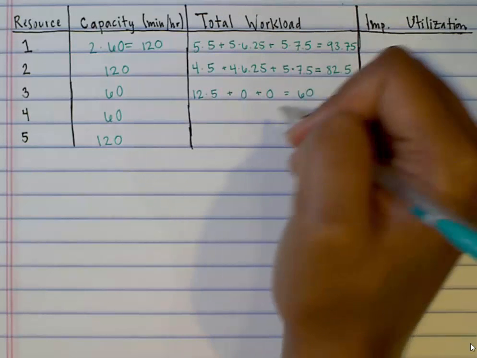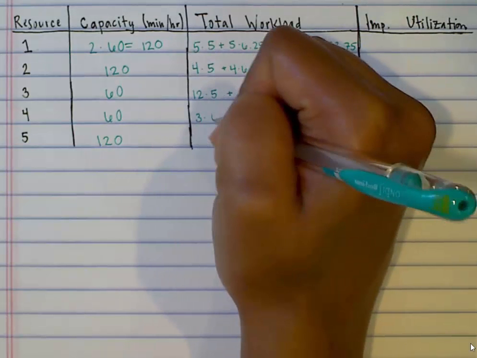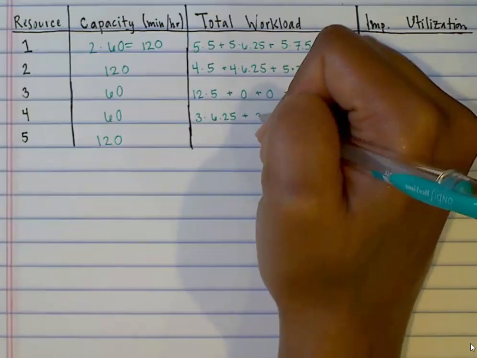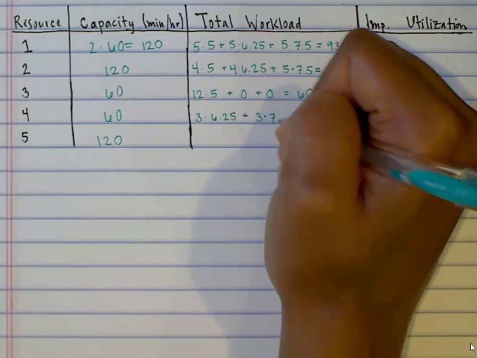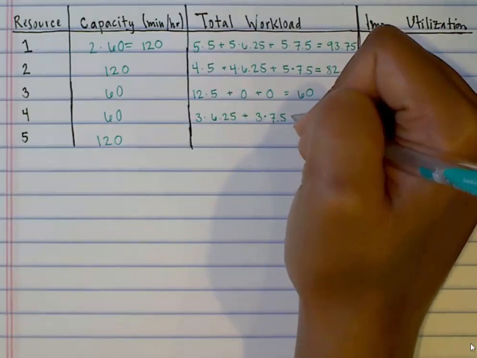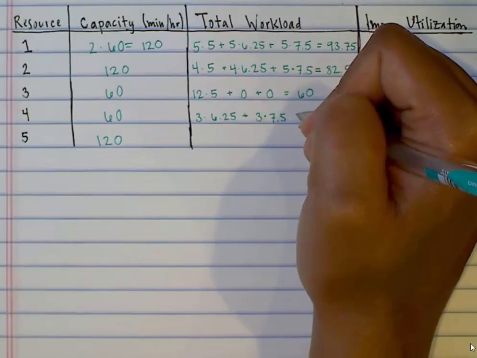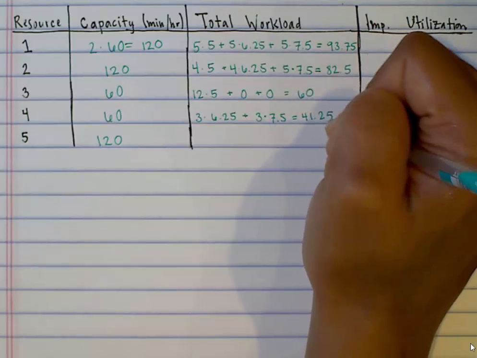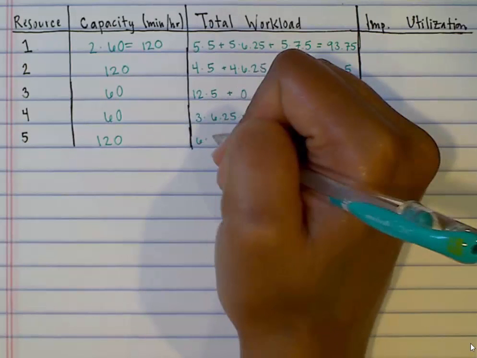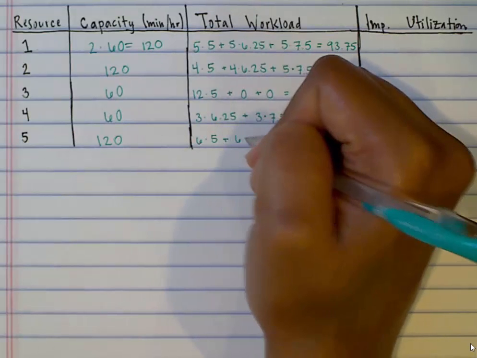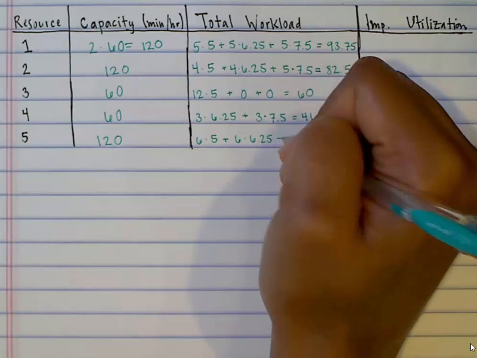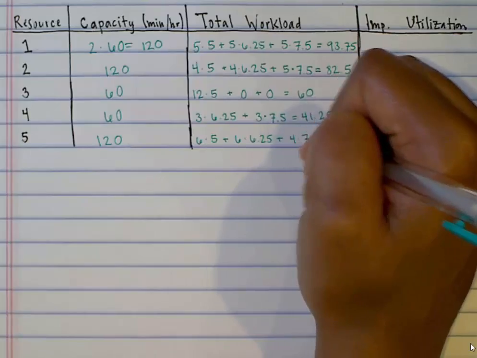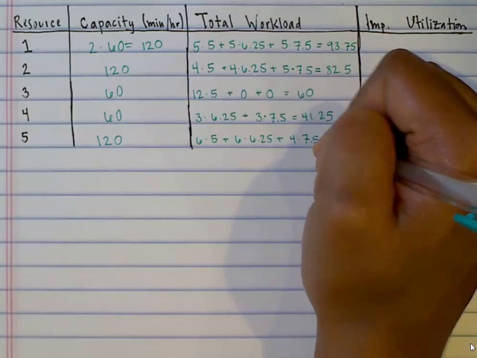This gives us 60. For resource 4, the total workload is 3 times 6.25 for product B plus 3 times 7.5 for product C plus 0 for product A, which sums to 41.25. And finally, for resource 5, the total workload is 6 times 5 for product A plus 6 times 6.25 for product B plus 4 times 7.25 for product C, and this sums to 97.5.